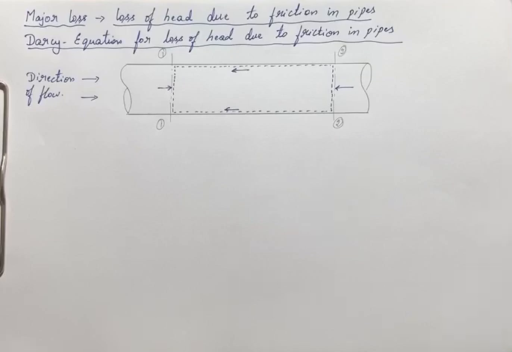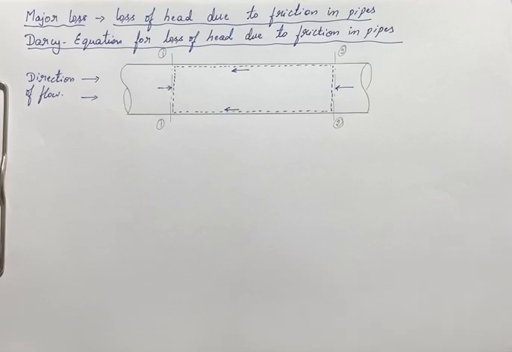Other causes means those are the minor losses. Minor loss means it might be a loss of head due to sudden expansion, loss of head due to sudden contraction, that is entrance in pipe, loss of head due to exit in pipe, or loss of head due to sudden bend, long bend, short bend, gradual contraction, gradual expansion, and all those things. These come under the minor losses. The major loss is only due to friction in pipe, loss of head due to friction in pipe.